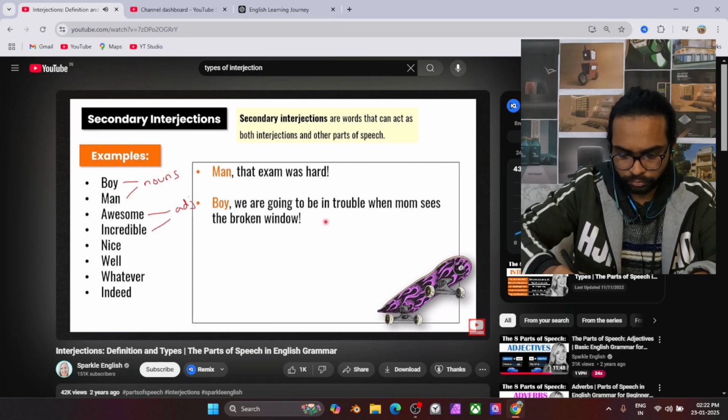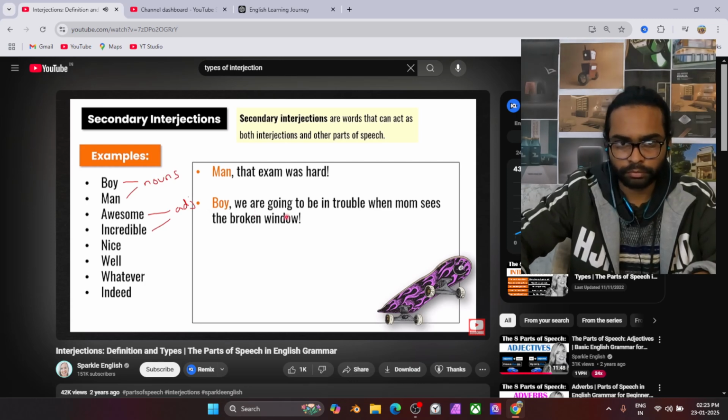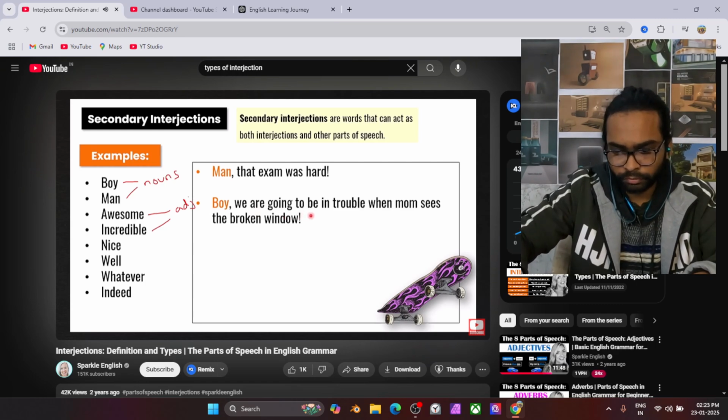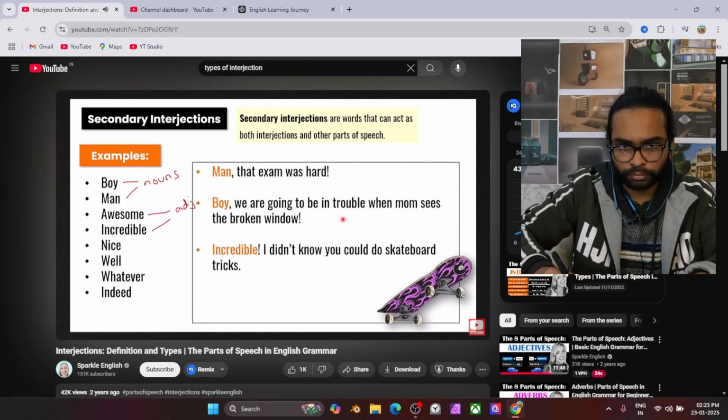Another example, boy, we are going to be in trouble when mom sees the broken window. Again, a boy is a small child, but I'm not necessarily talking to a boy. I am just emphasizing, oh, we're going to be in a lot of trouble. Oh boy. It's an expression that we use in English. And both of these are interjections. We are not talking necessarily to a man or a boy. Incredible! I didn't know you could do skateboard tricks. Well, I don't know how to help you.